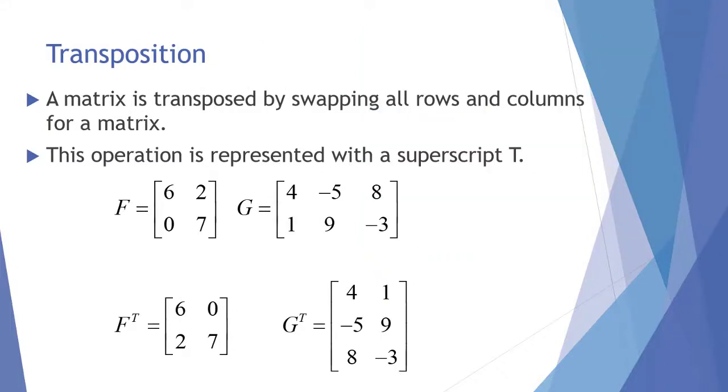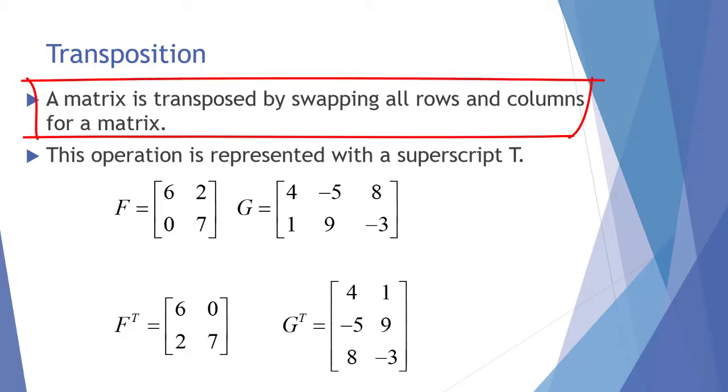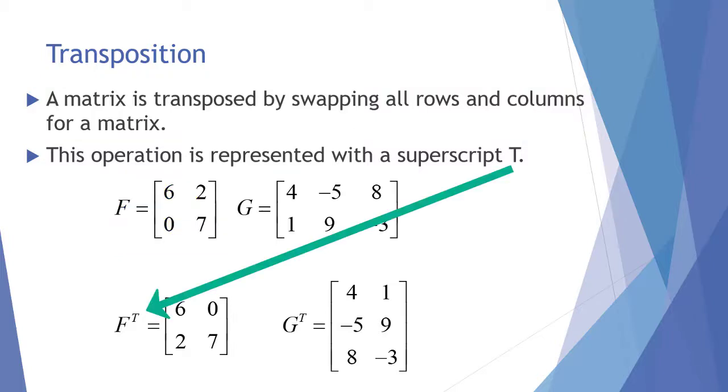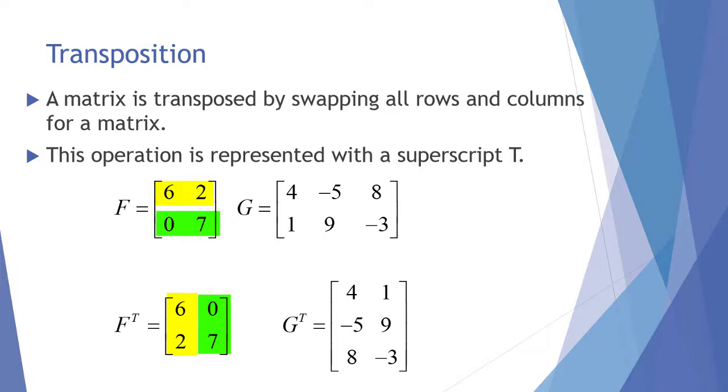Transposition is done by swapping all the rows and columns for a matrix. That means the size will change if it's not square. So let's take a look at F. F is a square matrix, 2 rows, 2 columns, and so the result will be 2 rows and 2 columns. Notice that the superscript of T represents the transposition of a matrix. And so the top row in F becomes the first column in F transposed, and the second row in F becomes the second column in F transposed.